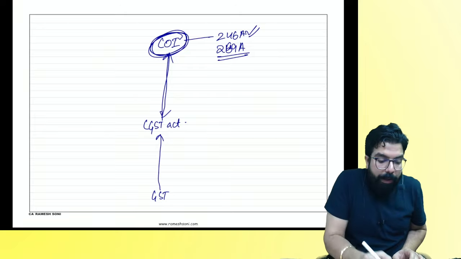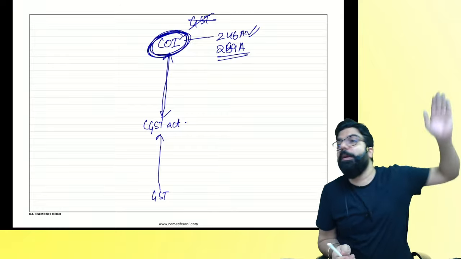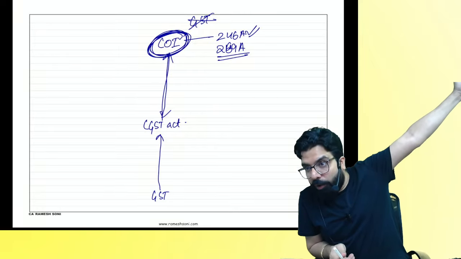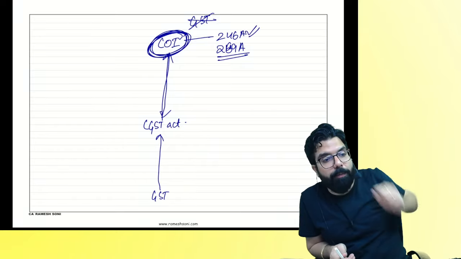Yes or no? Now, in the Constitution of India, this thought of GST was not there. In 1947, did you write in the constitution that GST will come in India? That time the central government and state government will together make the law.